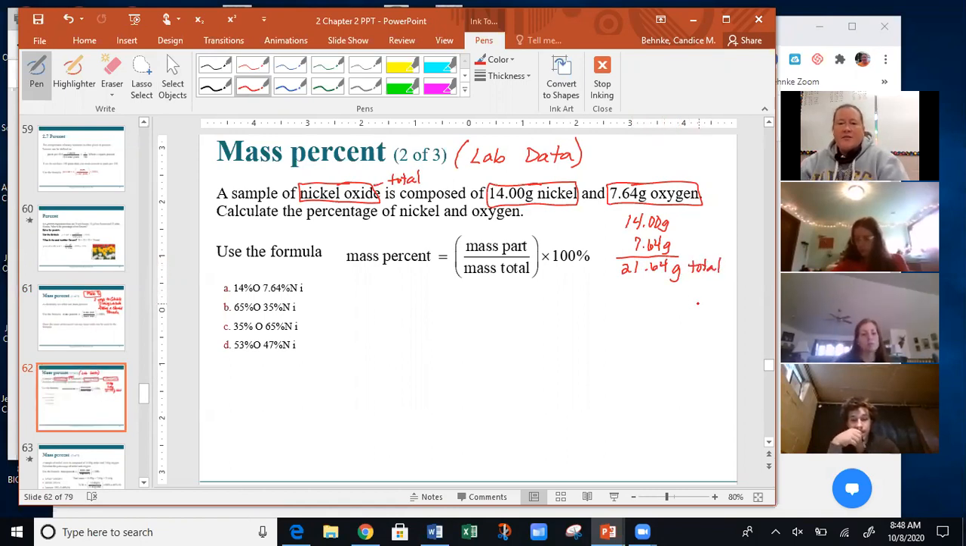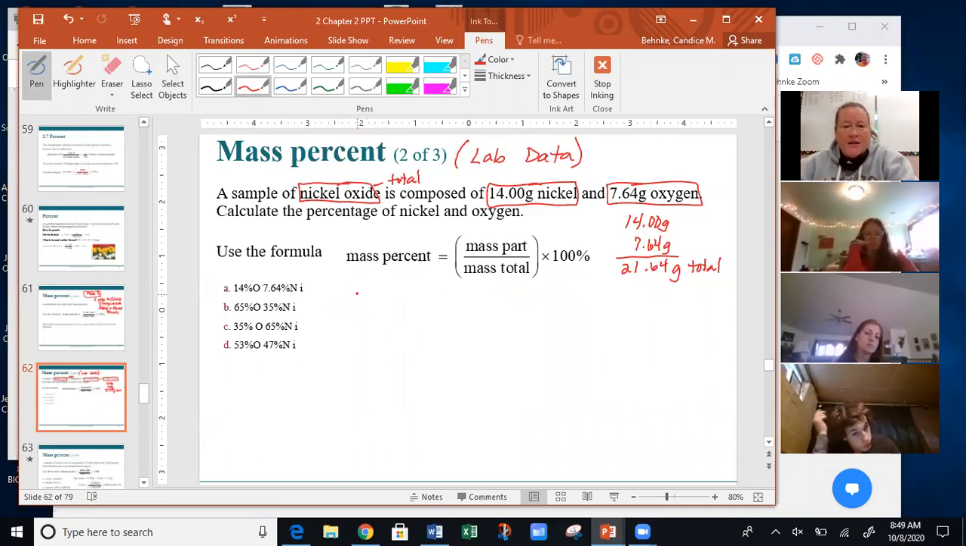So sometimes you might be given the mass of each element and you have to calculate the total, but this problem could have been written another way. And after I get done with this, I will give an example of how it could have been written another way, because there is an example like that in the assignment. I believe it's the first one.